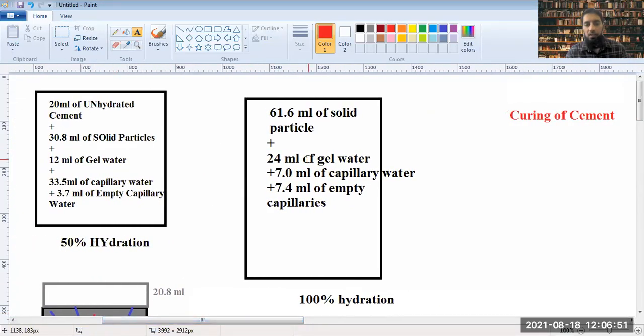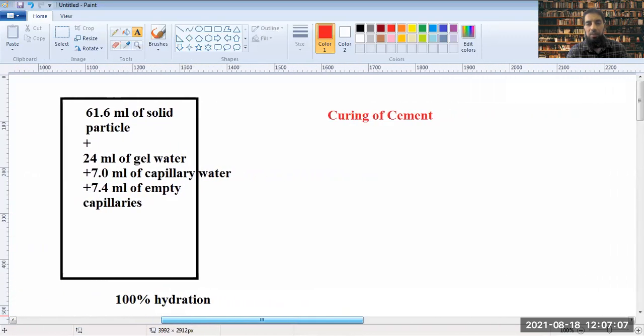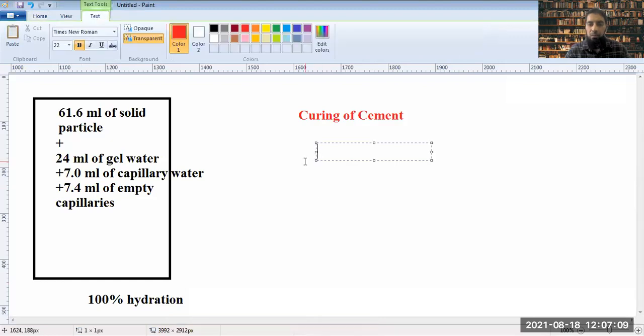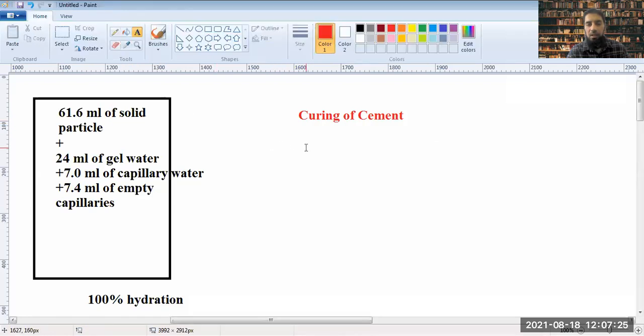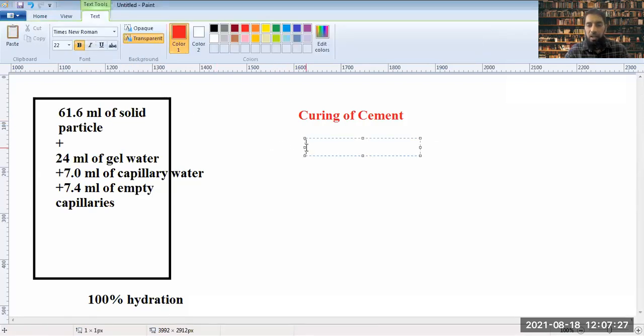33.5 minus 7 is around 26. So out of 26, only 12 is being used as gel. So what about the remaining 14% that has evaporated into the air? Not only has that 14% evaporated, some amount of it has been consumed in converting the unhydrated particles into solid particles. So there is more evaporation that has actually happened.